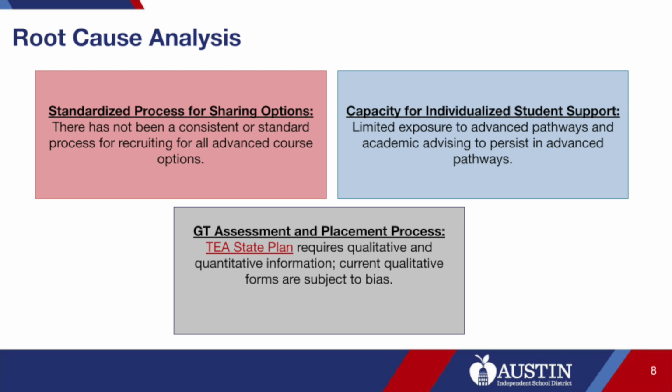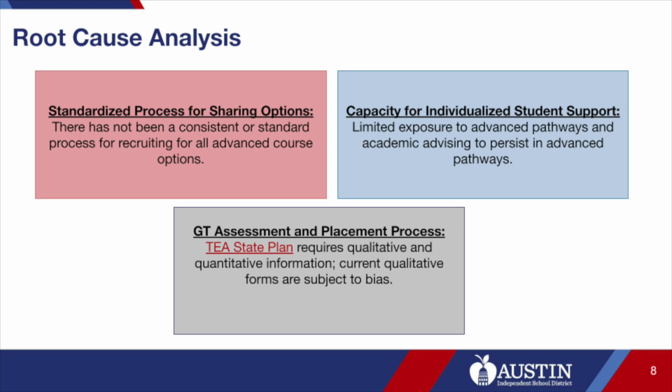Some of these are similar to previous root causes we have presented about for college and career goal progress measures. The first two are more related to Constraint 3.1. First is a standardized process for sharing options. There has not been a consistent or standard process for recruiting for advanced course options. This is similar to misalignment that was discussed last spring for GPMs 3.2, 3.3, and 3.4.